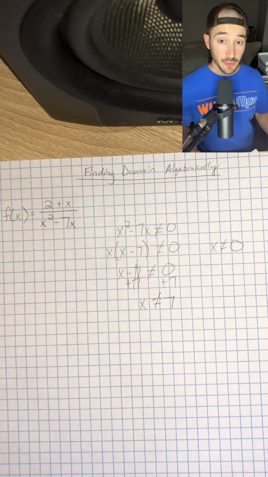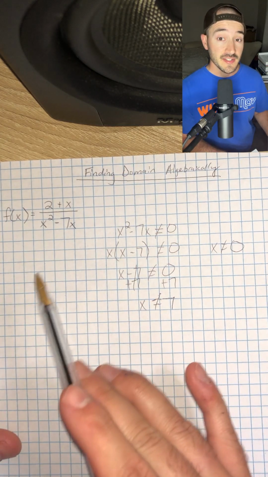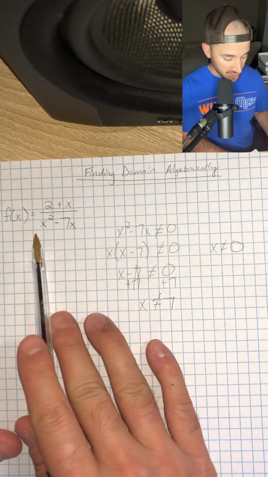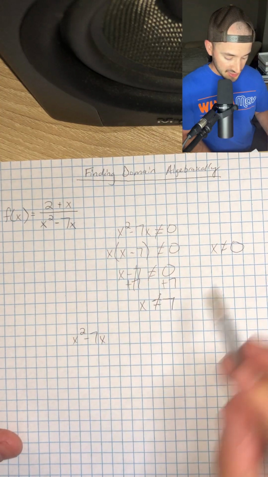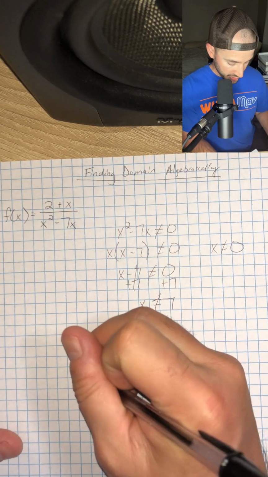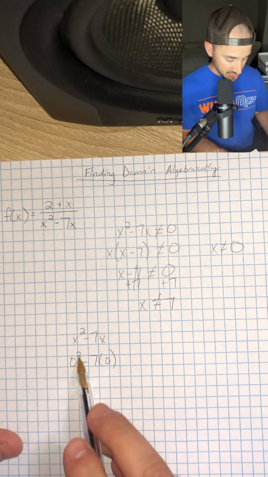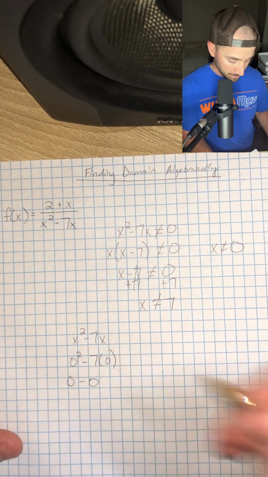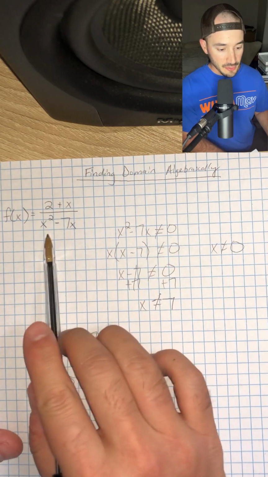Just to prove to you that this is going to be the case, let's plug those in so you can see what happens. Let's take the denominator, x squared minus 7x, and plug in 0 first. We would have 0 squared minus 7 times 0. 0 squared is 0, minus 7 times 0 is 0. 0 minus 0 is equal to 0. We cannot have 0 in our denominator.